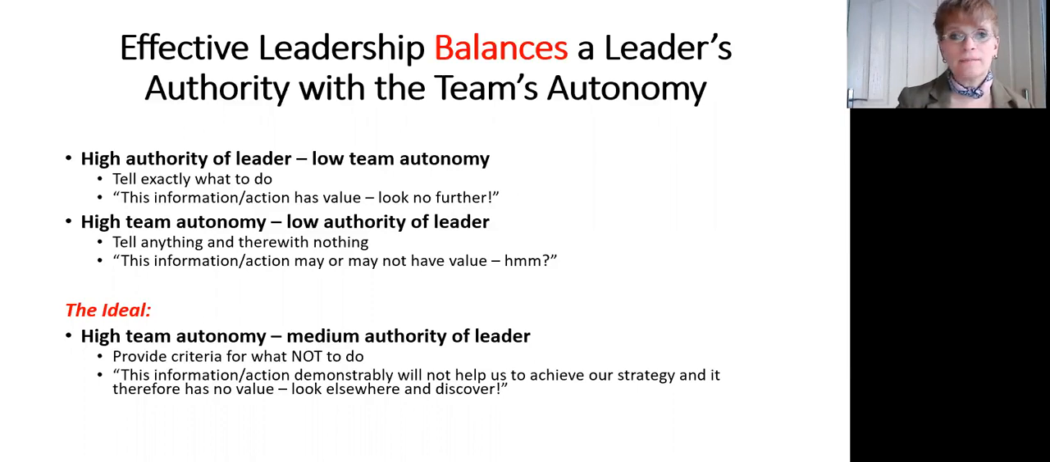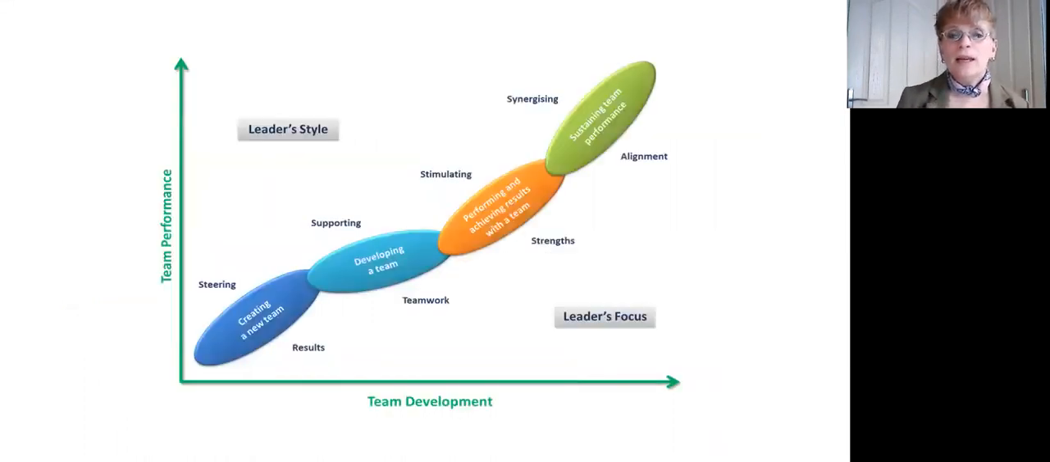So there's the balance. And so then we have another way of looking at this with team performance and team development. Over time, both of these grow, and that's why we've got the chart as we do. We've got on the top leaders' style and leaders' focus. So when you just put a team together, it's very new. Creating a new team is the blue on the bottom left. You have the leader's style as steering. You're really directing at that point because the team isn't yet cohesive. And you're results oriented. And for a short-term project, you might stay there.